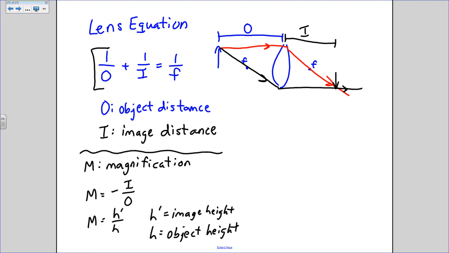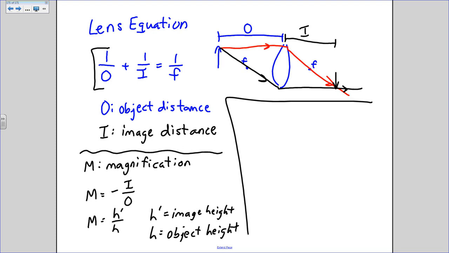It's just the image height over the object height. Or also, if I look through a lens and something appears smaller than it actually is, say if it appears to be 1 centimeter, but it's actually 2 centimeters, then the magnification would be 1/2. So that's our magnification, and I'll work through some examples here.